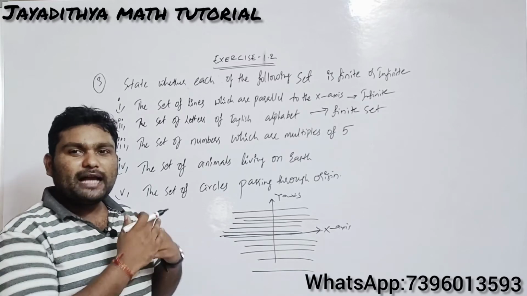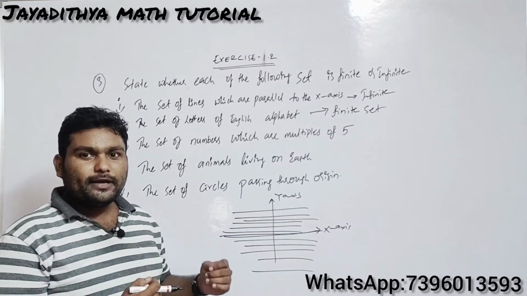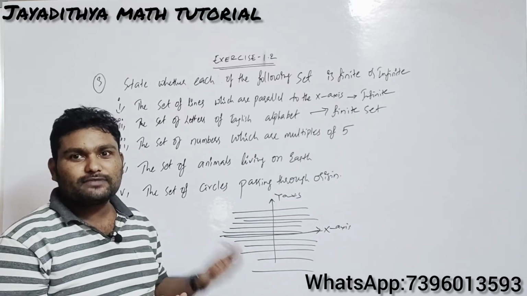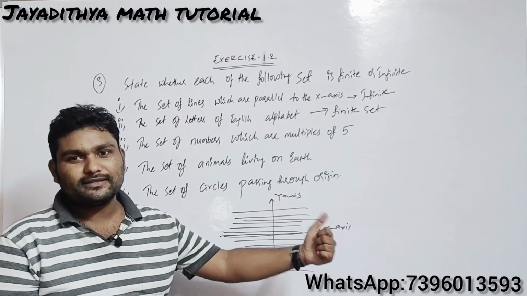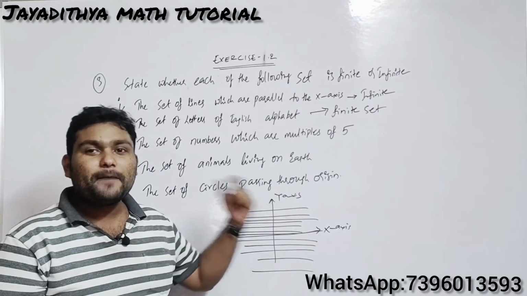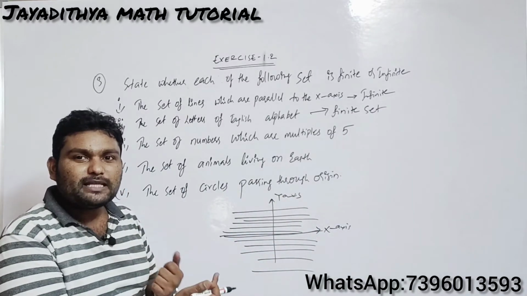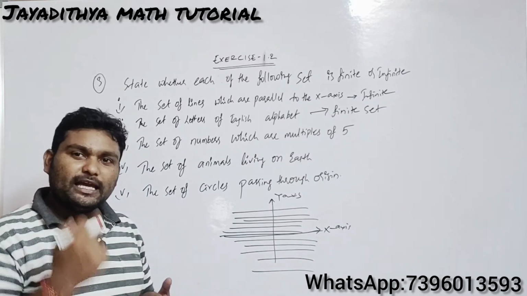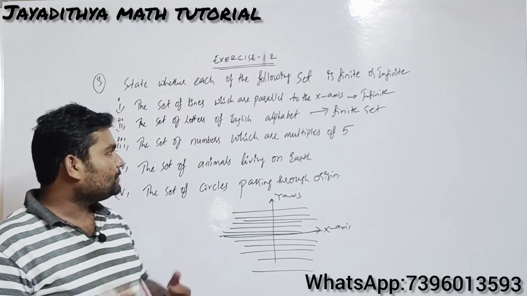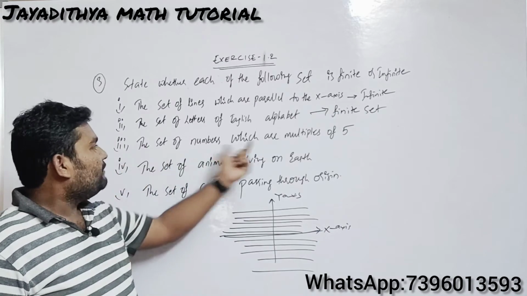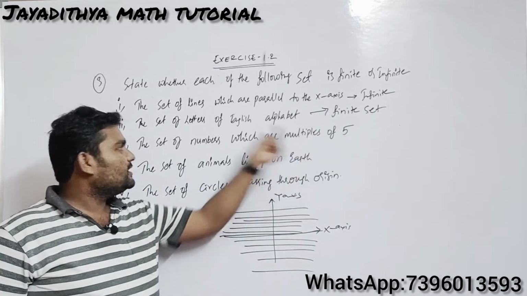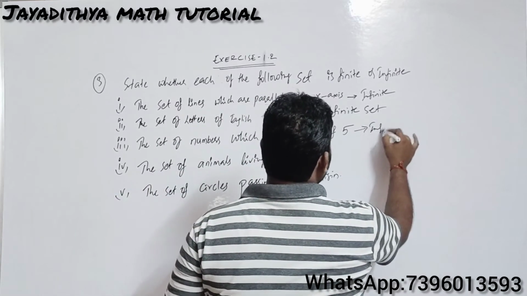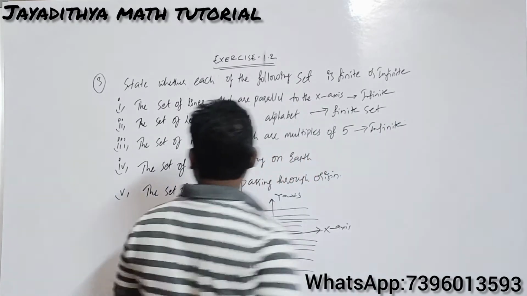Factors will always be finite. For example, how many factors do you have for 6? You have only 4 factors, that is 1, 2, 3 and 6. But how many multiples do you have for 6? 6 1s are 6, then 12, 18, 24, like that. So you will have an infinite number of multiples. Clear now? Whenever you see the word multiples, you can directly say that this is an infinite set.